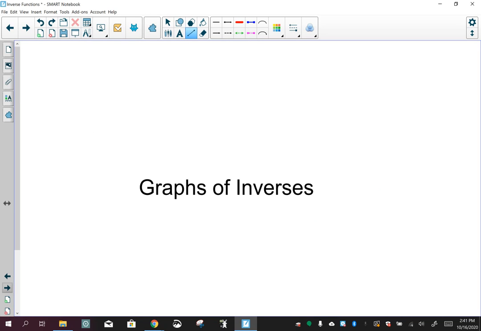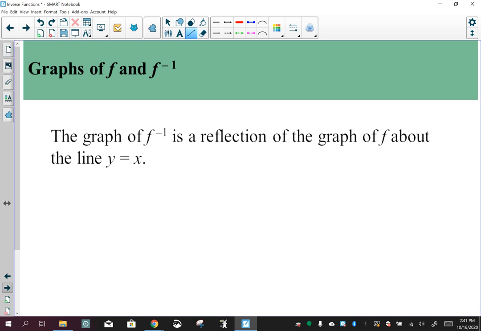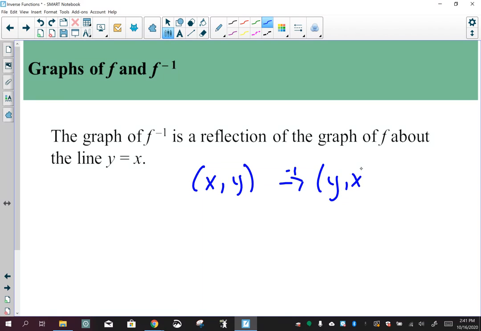So since we're talking about graphing, let's take a look at it. When you're graphing an inverse, if I give you a point, in order for it to be an inverse, all you do is switch your x and y's around, and then you plot that point once you switch your x and y's around, okay?